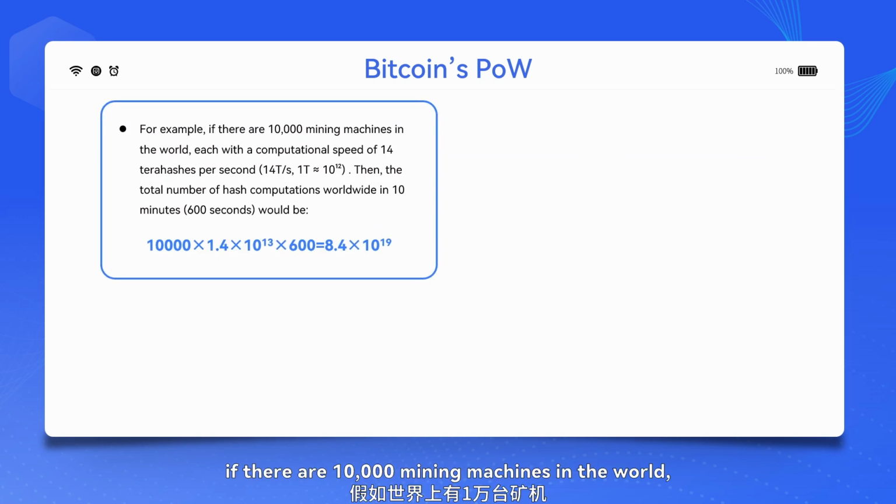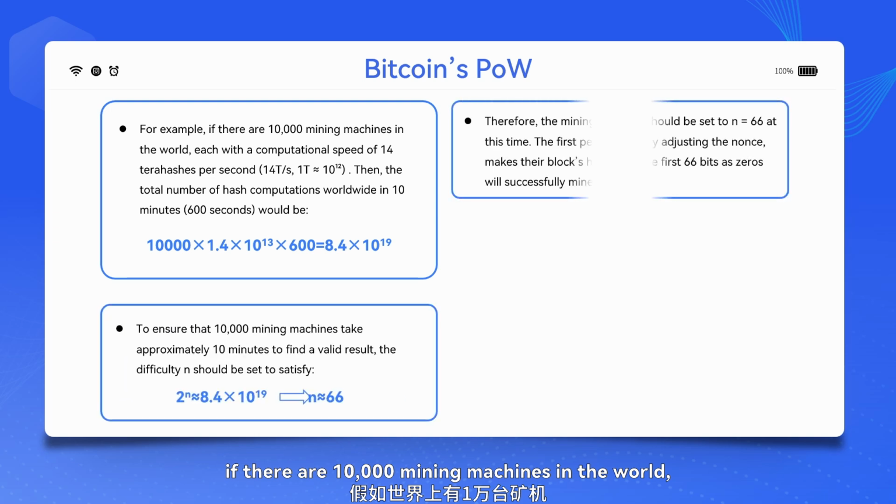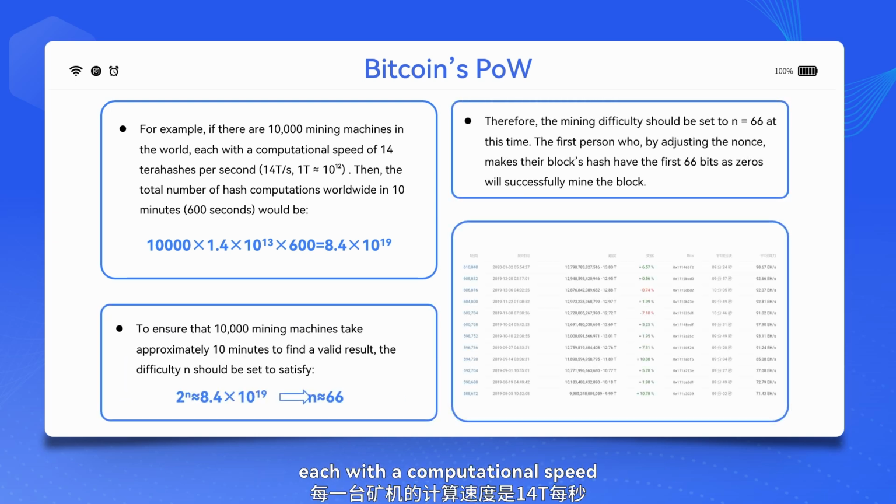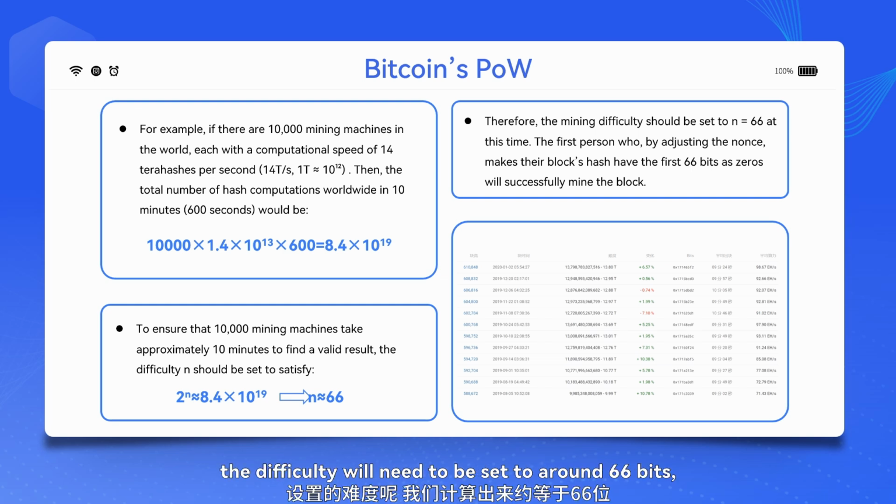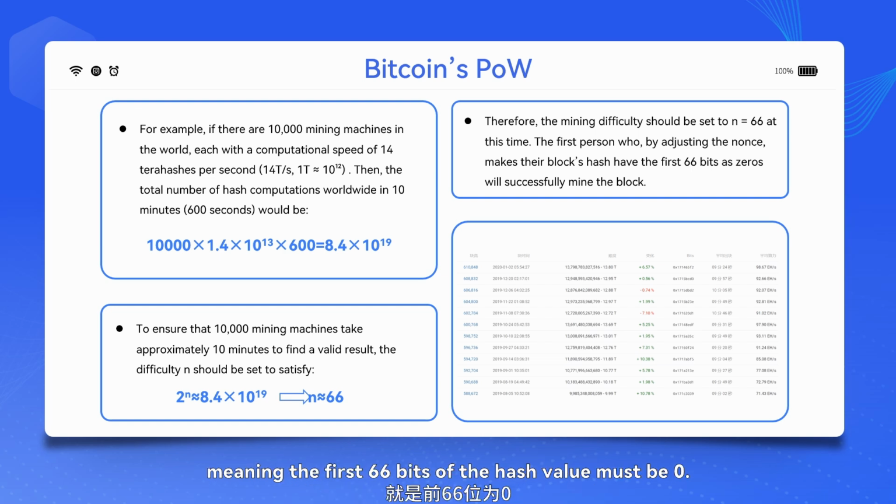For example, if there are 10,000 mining machines in the world, each with a computational speed of 14 terahashes per second, 14T/s, then all mining machines together can perform 8.4 times 10 to the power of 19 hash calculations in 10 minutes. To ensure that it takes about 10 minutes for 10,000 machines to find a result, the difficulty will need to be set to around 66 bits, meaning the first 66 bits of the hash value must be 0.